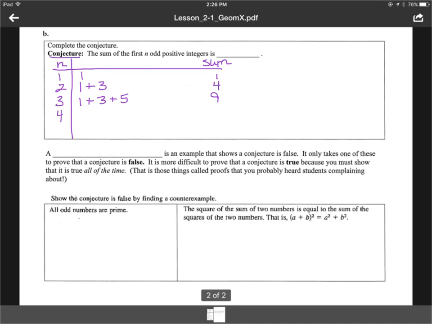The first 4 odd positives, 1, 3, 5, 7. Do you see the pattern? What do you notice? What's special about these numbers over here? Well, kind of like we said before, we're getting perfect squares here.